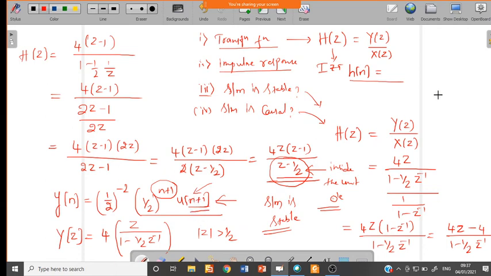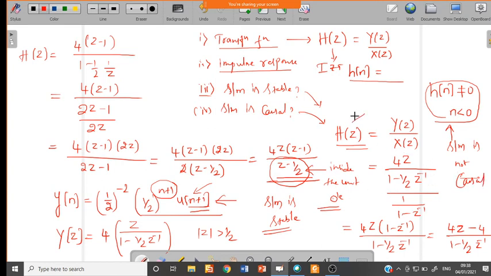Yes, sir. So then what will h of n be? h of n will be not equal to 0 for n less than 0, is it not? Yes, sir. So then if you take the inverse z transform of this H of z, it will start from n plus 1. So then you will get that the system is not causal.